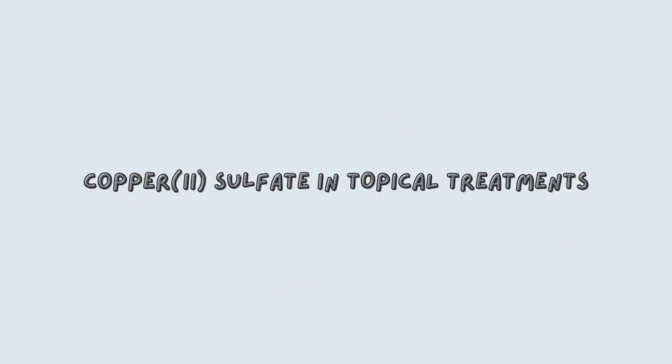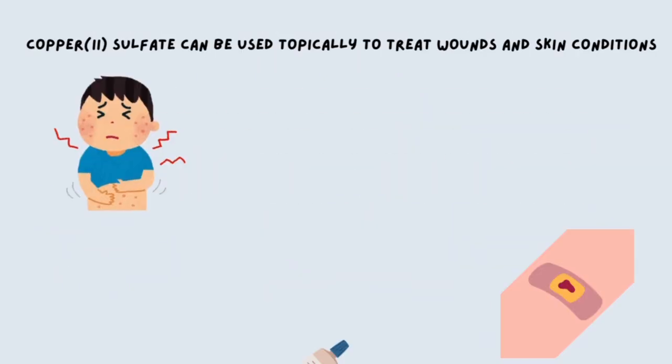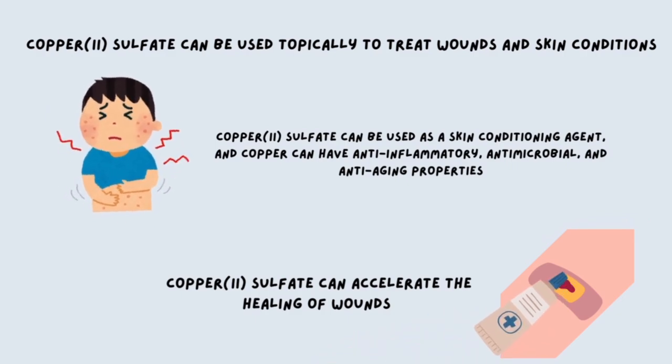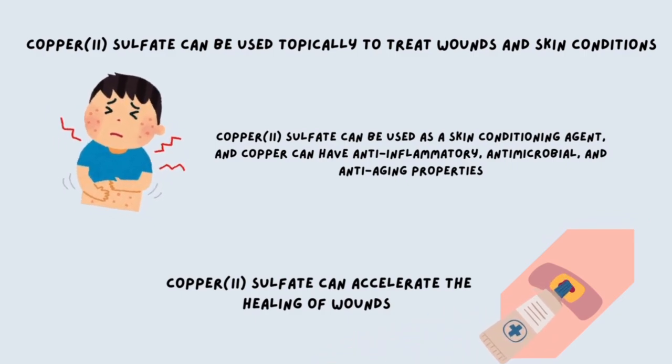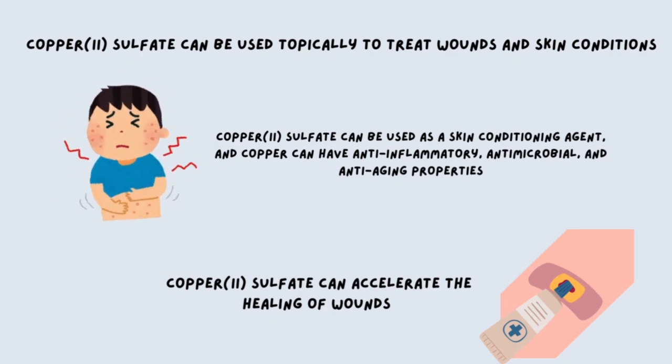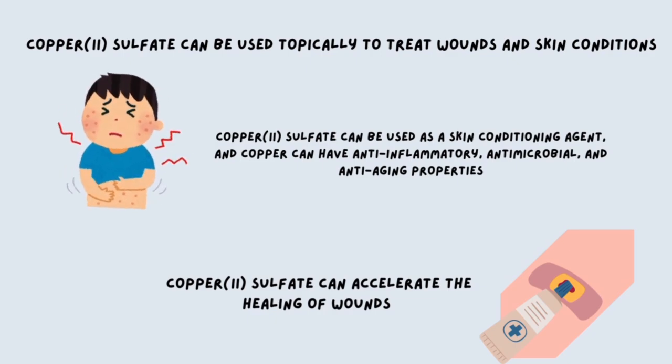Last but not least, copper 2 sulfate in topical treatments. Copper 2 sulfate can be used topically to treat wounds and skin conditions. It can be used as a skin conditioning agent, and copper can have anti-inflammatory, antimicrobial, and anti-aging properties. Copper 2 sulfate can accelerate the healing of wounds.